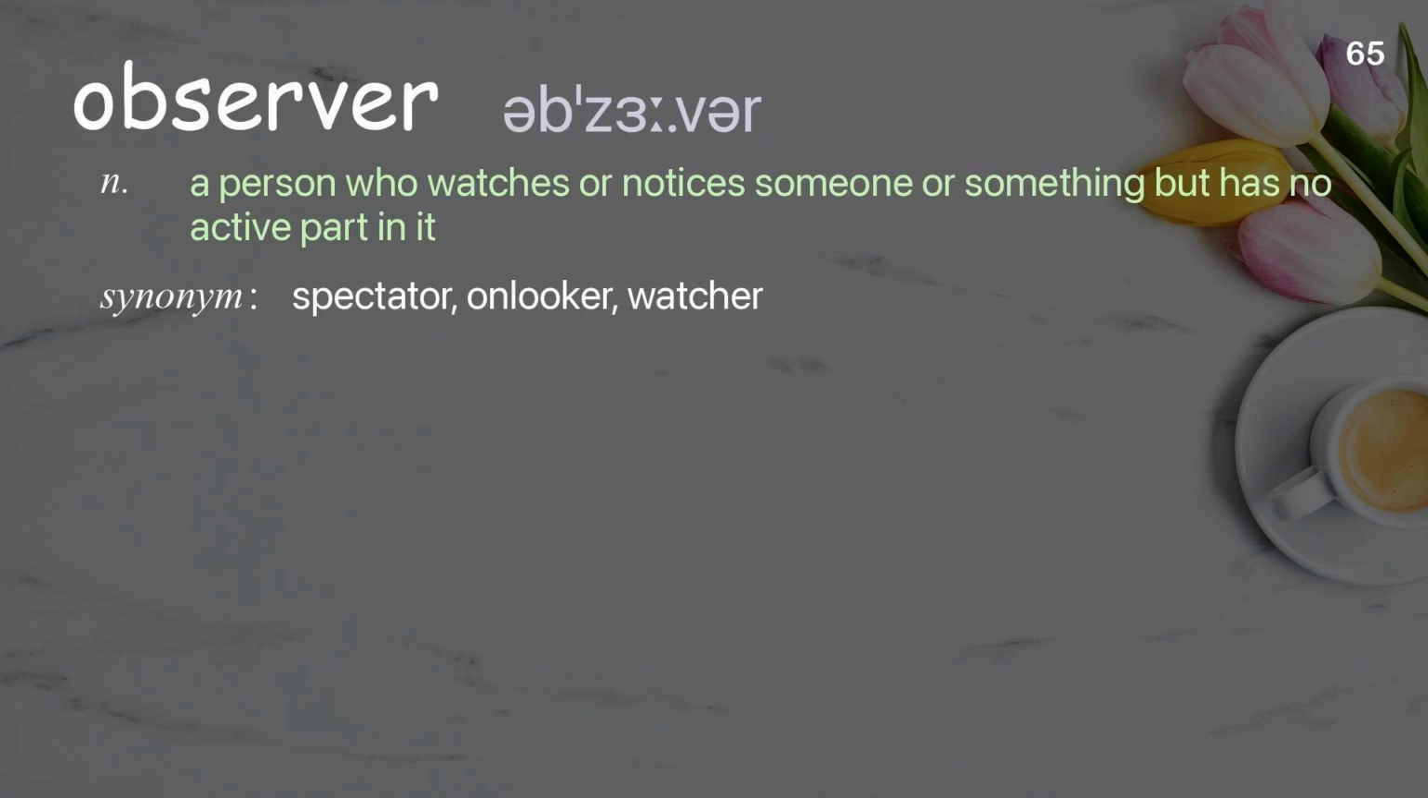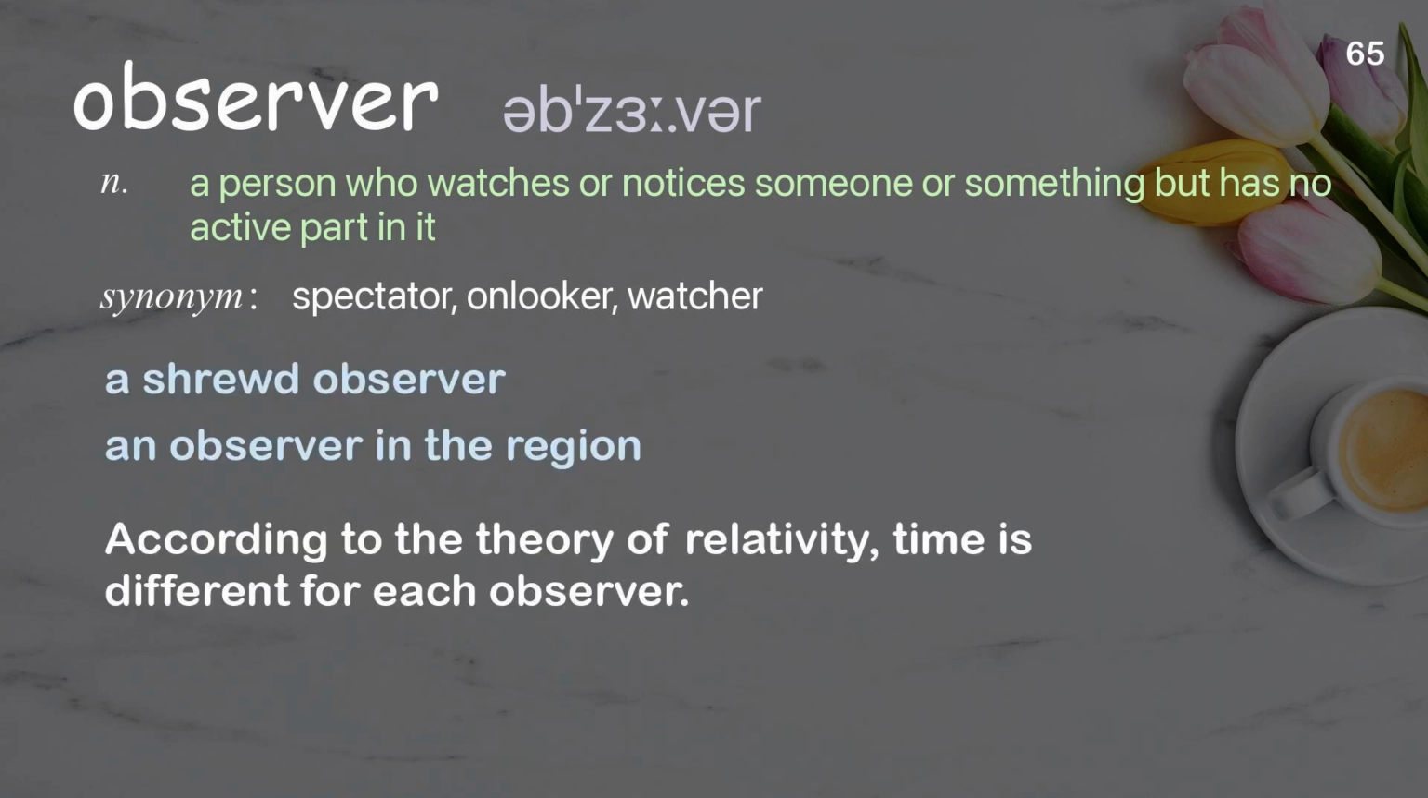Observer. A person who watches or notices someone or something, but has no active part in it. Examples. A shrewd observer. An observer in the region. According to the theory of relativity, time is different for each observer.